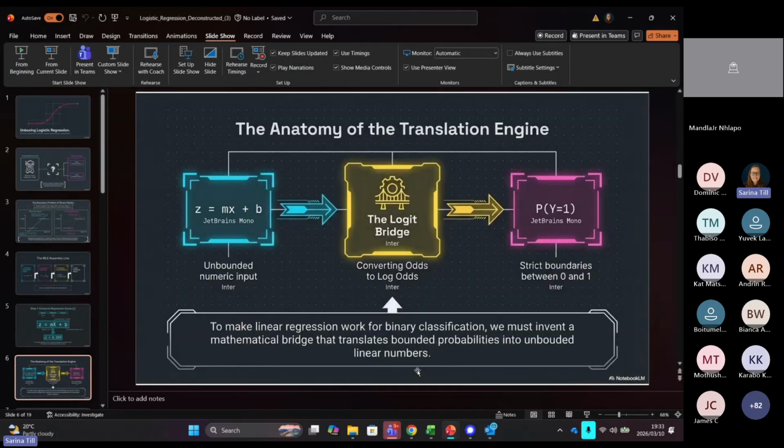So what they tell you is to go and calculate your regression score. We know how to do this. Then this is unbounded, infinity. To make linear regression work for binary classification, we must invent a mathematical bridge that can translate bounded probabilities into unbounded linear numbers. Bounded is between 0 and 1. So we take that linear thing and we just whack it into sigmoid.